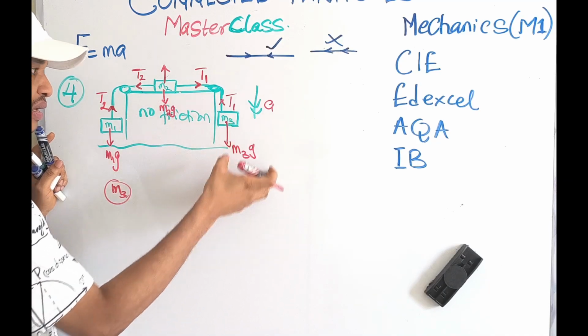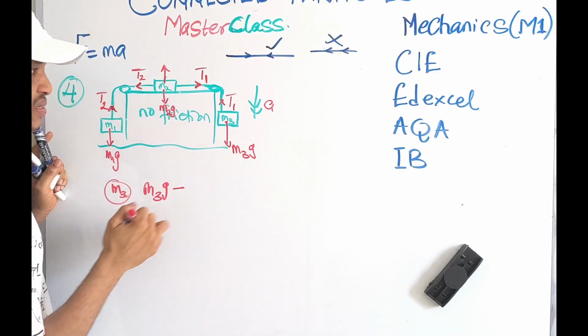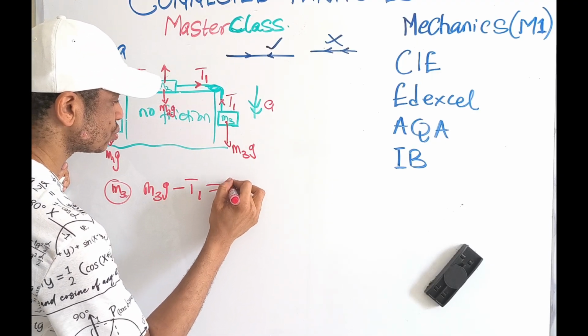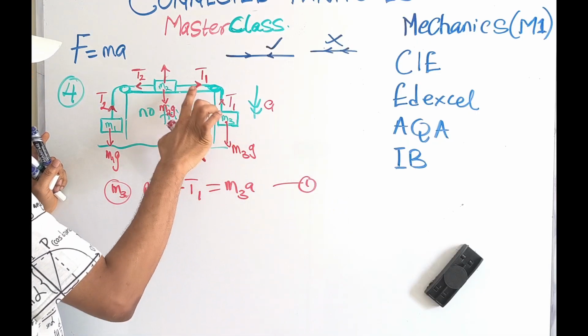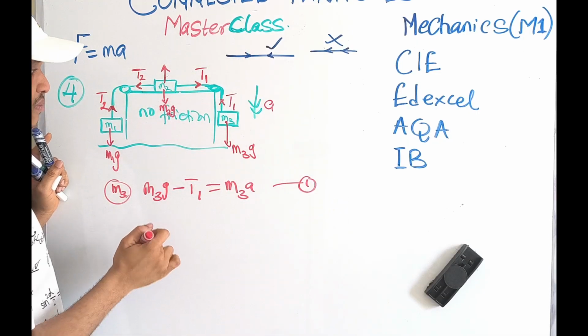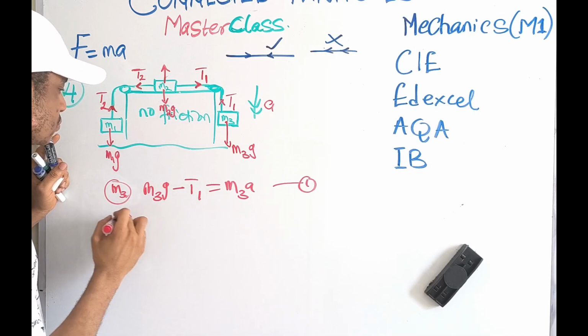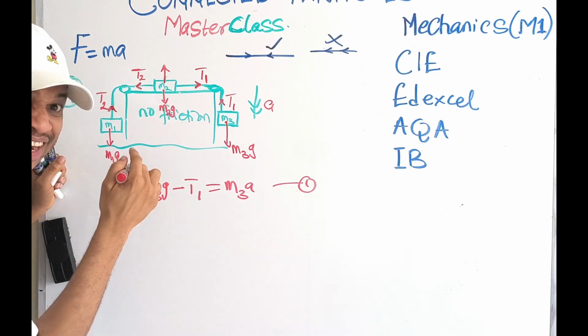All right, so let's do M3. For M3, it is M3G minus T1 equals M3A. This is my first equation. This minus this. Then for M2, okay, let's do M1 first. At least you get marks. Okay, that might be tricky.